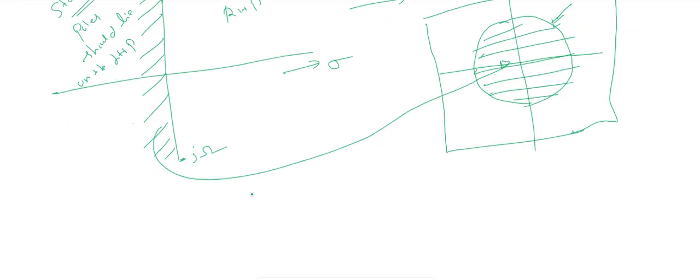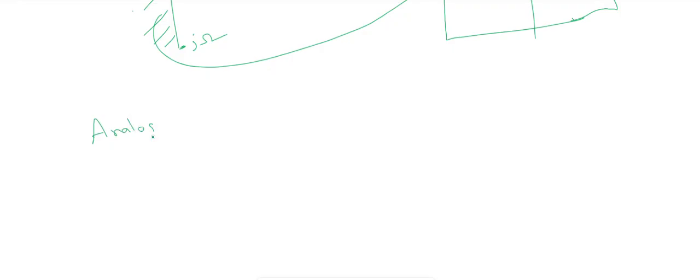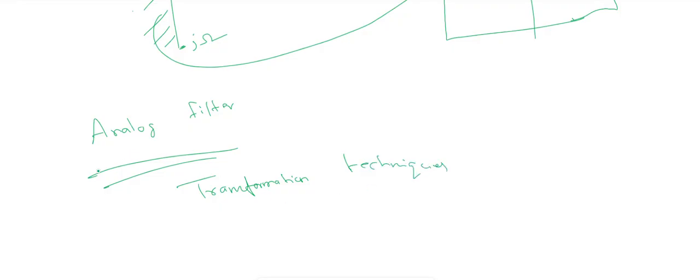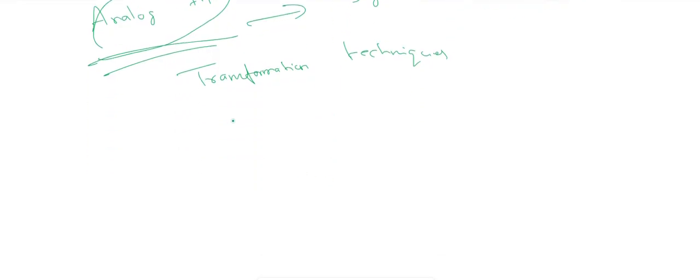There are different analog filters. The popular transformation techniques for converting an analog filter to a digital filter are: the direct approximation method, the impulse invariance method, the bilinear transformation method, and the matched z-transform method. There are different IIR filter design techniques.